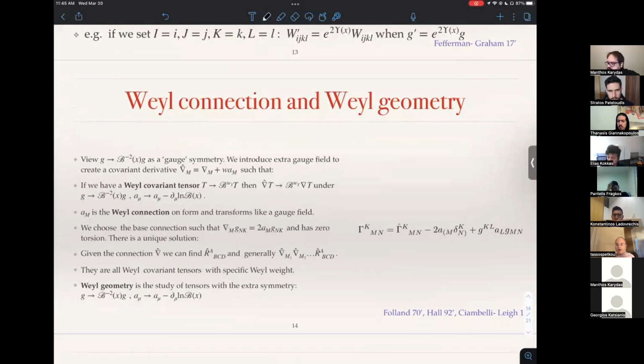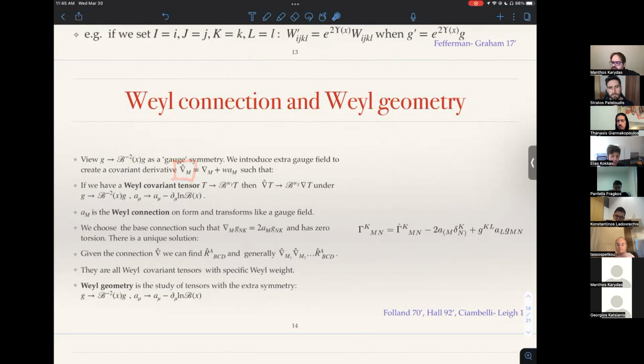As I said, conformal transformation is just a metric rescaled with a function. Now, for physics, it's very natural to view this as a gauge symmetry, right? Because it's a local symmetry. So what we do, usually we introduce some gauge fields and construct covariant derivatives out of them, so we can create tensors. So here, that's what I'm doing.